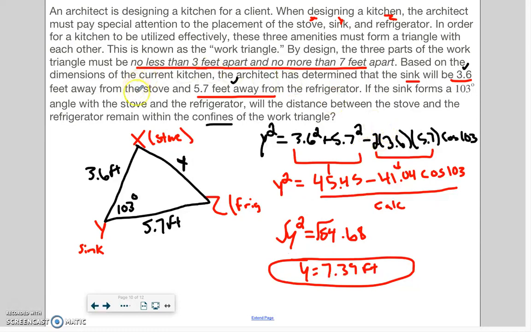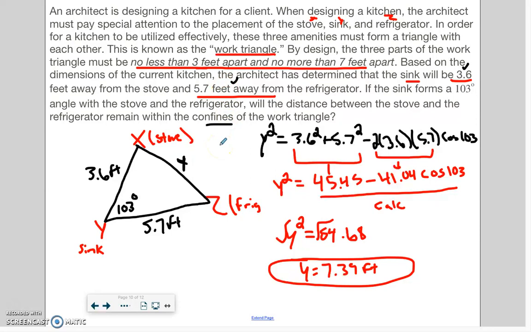The distance between the stove and the refrigerator needs to remain within the confinements in this current layout. Is it going to be greater than 3 feet? Yes. But is it going to be no more than 7 feet? The answer here is no. So in this design, he would not be able to keep his working triangle based on the dimensions that he has. Now, if he changes the 5.7 feet, maybe moves the fridge up, it's going to change the angle. So we could turn around and ask at what angle he has to be in order to stay within the confinements, and then you plug 7 in there and work through that situation.